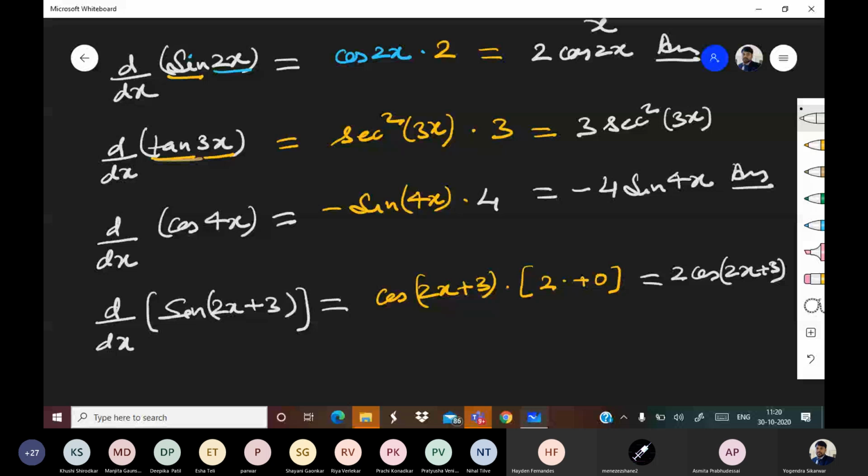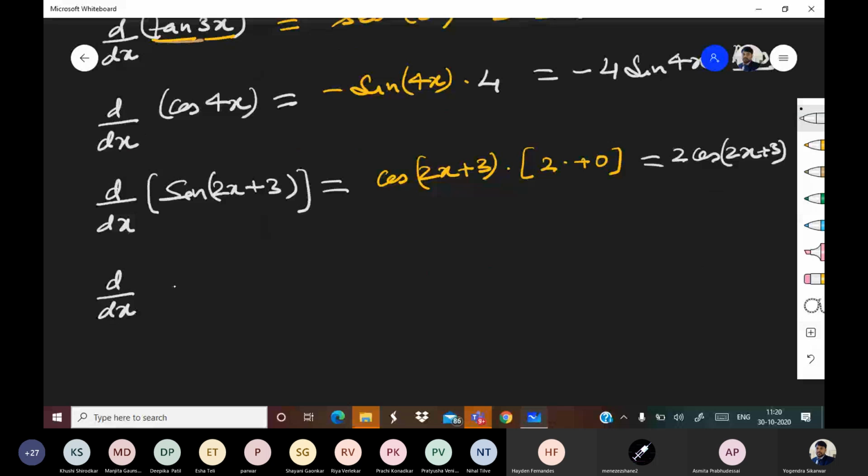Next, d by dx of e to the power minus 2x plus 3. Tell me the answer.